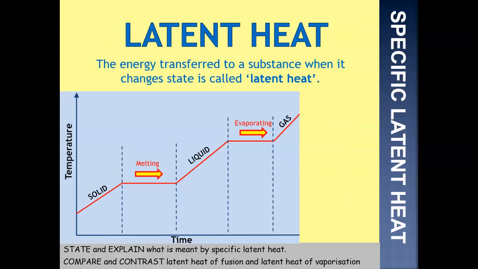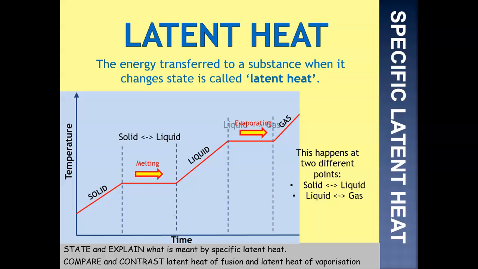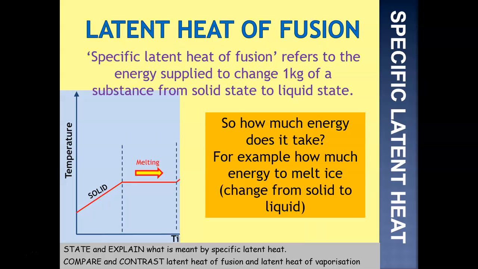Okay, so we've stated that the energy transferred to a substance when it changes state is called latent heat, and this happens at two different points. It changes state from a solid to a liquid, or from a liquid to a gas, and you've got the other way around as well, from a liquid to a solid and from a gas to a liquid. So whenever states are changing, latent heat is being applied. You can see on the graph there, solid to a liquid and liquid to a solid and liquid to a gas and gas to a liquid.